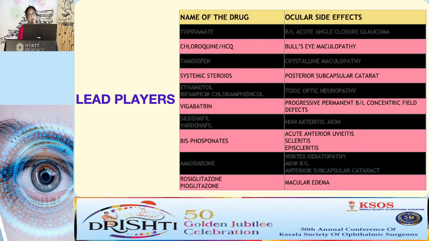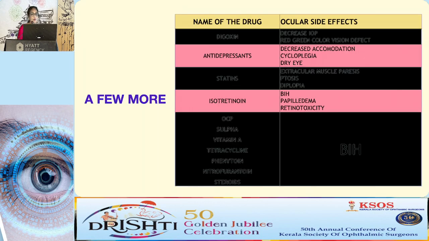Bisphosphonates given for osteoporosis can lead on to acute anterior uveitis, scleritis and episcleritis. Amiodarone, an antiarrhythmic drug, can result in vortex keratopathy, bilateral AION and anterior subcapsular cataract. Anti-diabetic drugs like rosiglitazone and pioglitazone can result in macular edema. And a few more: digoxin, which is commonly used by the cardiologist, can result in decrease in the intraocular pressure and red-green color blindness. Antidepressants can result in decrease in the accommodation, cycloplegia and dry eye. Statins, again commonly used, can lead on to extraocular muscle paralysis, ptosis and diplopia. Isotretinoin, widely used by the dermatologist, can lead on to IIH, papilledema, retinotoxicity.